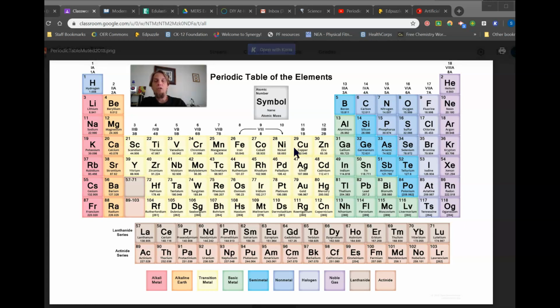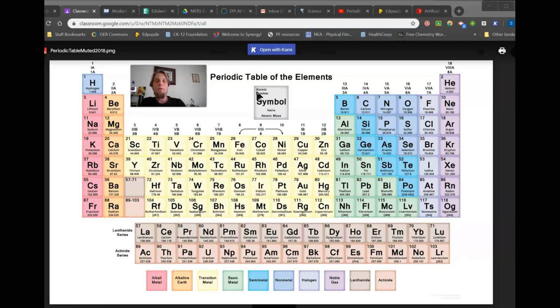Not all periodic tables have the name. This one does because it's a good teaching periodic table. So it helps you get to know the symbol and the name together. Beryllium, lithium, boron, carbon, nitrogen, so forth. You'll notice the sequence that they're in, as you've seen. 1 goes across, 2, 3, 4, 5, 6, 7, 8, 9, so forth.